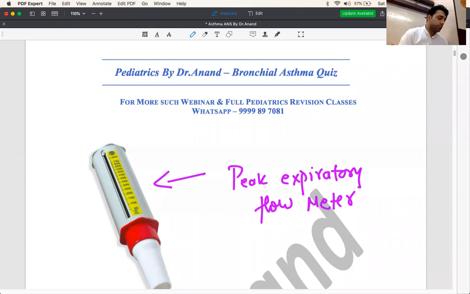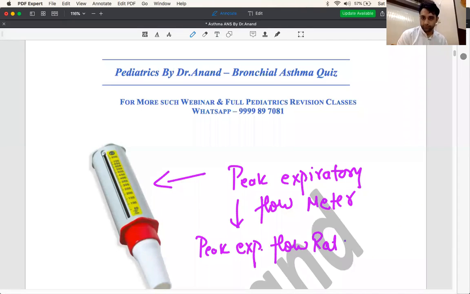In this peak expiratory flow meter, what do you check? Rohan, what do you check? I check the peak expiratory flow rate. This much you understand, right? I will tell the patient to blow it, and these are the markings. I will see where the patient is landing, after a normal respiration and a deep inspiration. So, peak expiratory flow meter. With every question we pass, we'll try to add more and more points. Very good, Elizabeth.